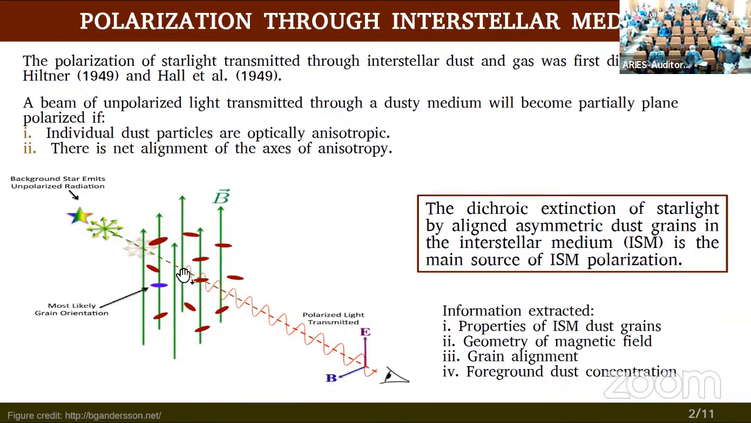So the light interacts with the dust grains which are aligned in the interstellar medium. The information we can extract from polarization studies is the properties of ISM dust grains, that is their shape, size and alignment, and the geometry of the magnetic field in that region, and how efficient the grain alignment is in the region. Also, the foreground dust concentration can be known from the polarimetric study.